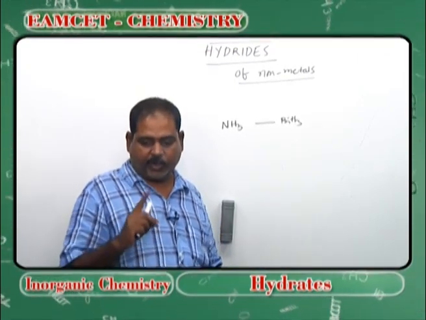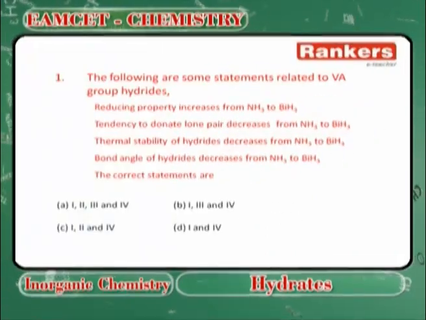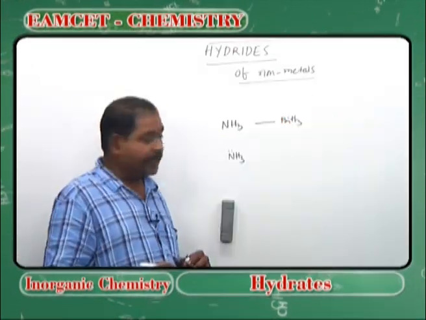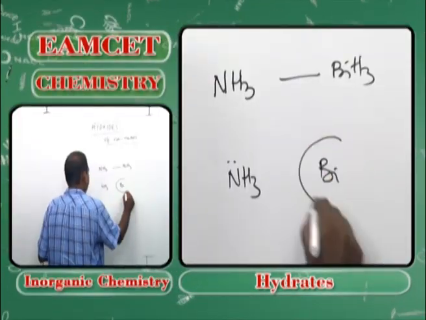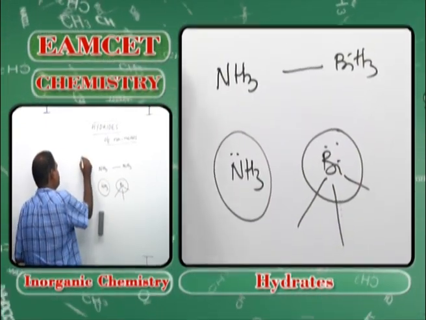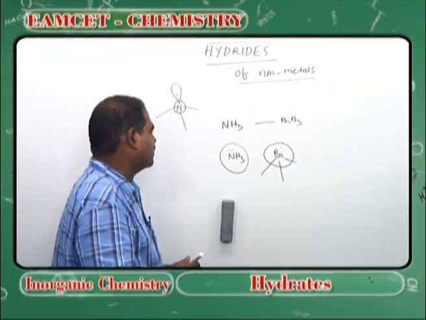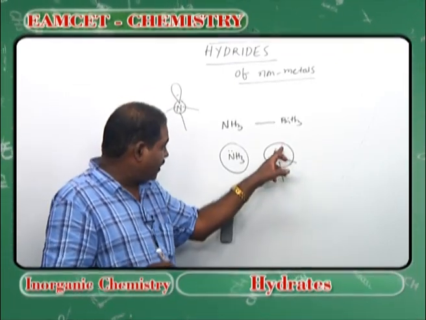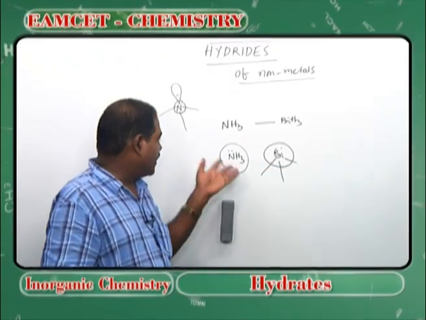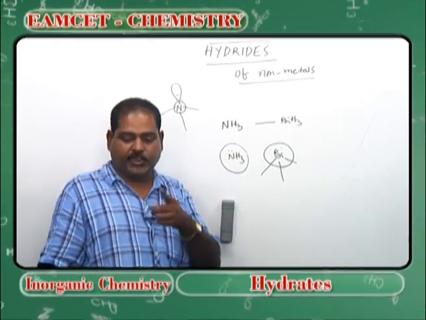The statement 1 is right. Look at the second statement. Tendency to donate lone pair decreases from NH3 to BiH3. What is given there? Decreases. Yes, it very well decreases. Why? You should understand chemistry in a different light. Small atoms face the worries of lone pairs. The lone pair bothers the bond pairs. But in a large atom like bismuth, the lone pair doesn't bother much. The lone pair doesn't bother the bond pairs. Therefore, in BiH3 there is no need for donation, whereas NH3 needs to donate. Therefore, NH3 is a strong base, and from NH3 to BiH3 basicity decreases.